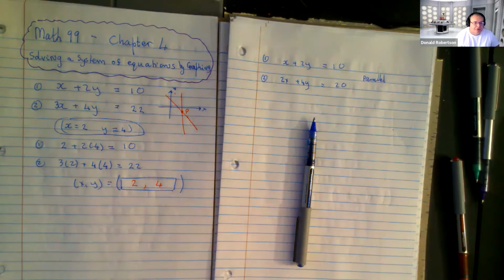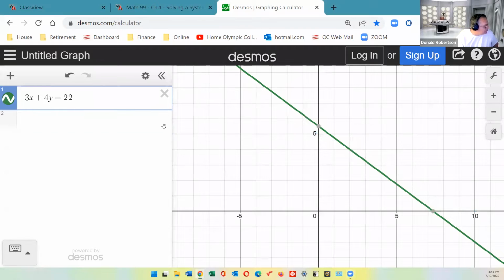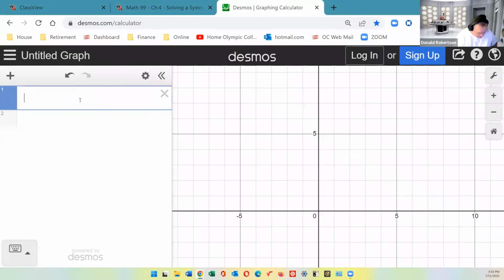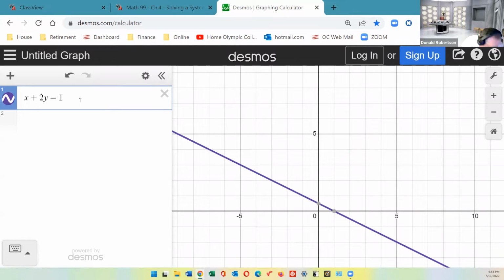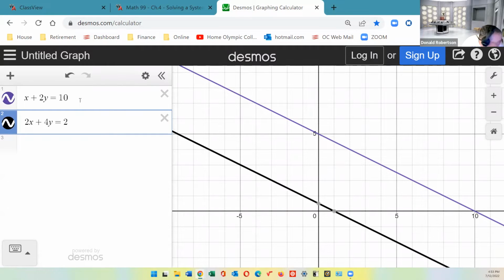So let me show you what two parallel lines are. I'm telling you it's going to be parallel. We're about to find out that that's actually the case. Let's kill these guys off and type in x plus 2y equals 10. And then the second equation is going to be 2x. Well, I'm saying parallel, actually. I think about it. They're going to be more than just parallel. They're going to be identical.